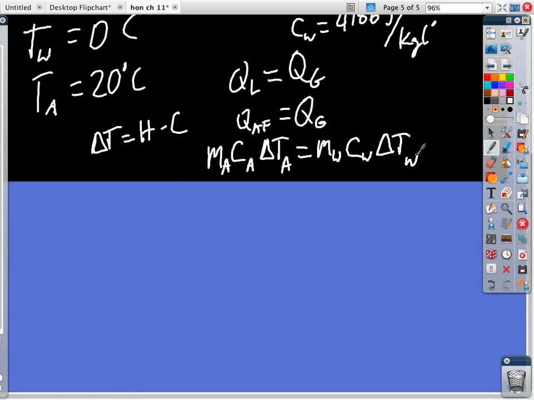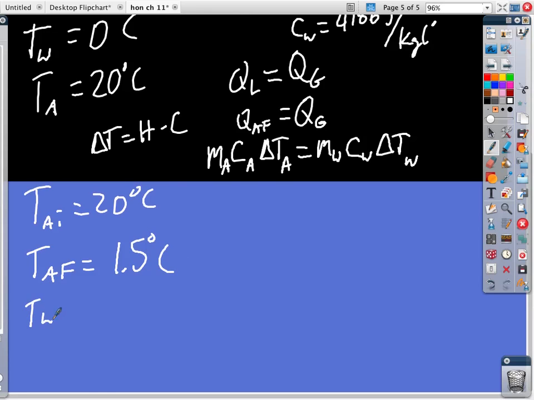Now, just to be clear, do you see that the TA initial is 20? What is TA final? Do you see it's 1.5 degrees? Right? Because that's what the final is supposed to be. And it's hot minus cold, right? And if we look at TW initial, that's 0 degrees Celsius. And TW final, that's 1.5 degrees Celsius. So delta TW is going to be 1.5 minus 0.